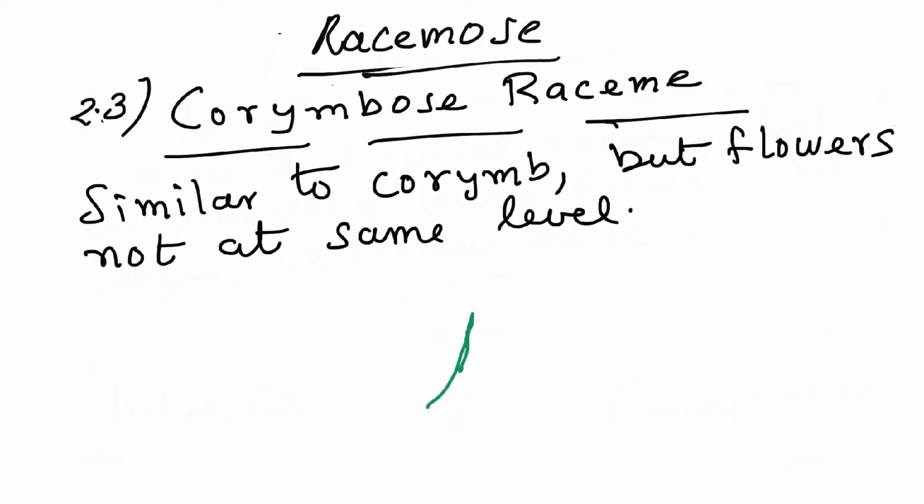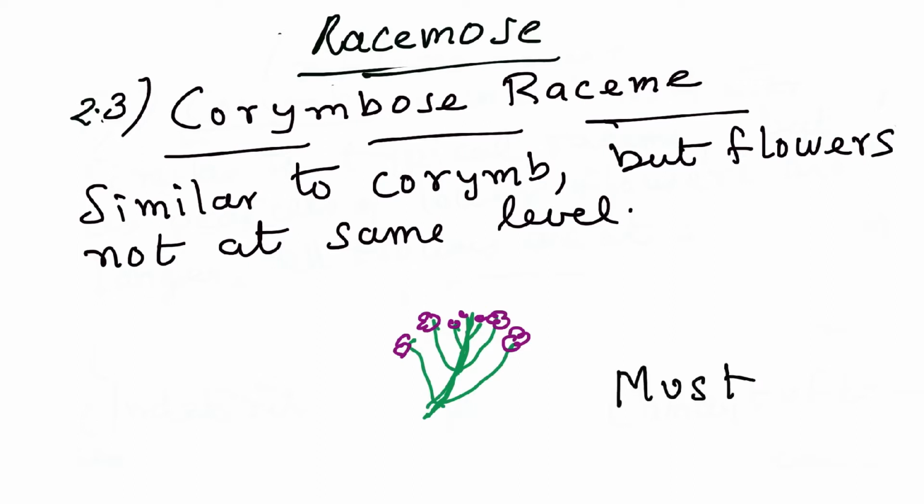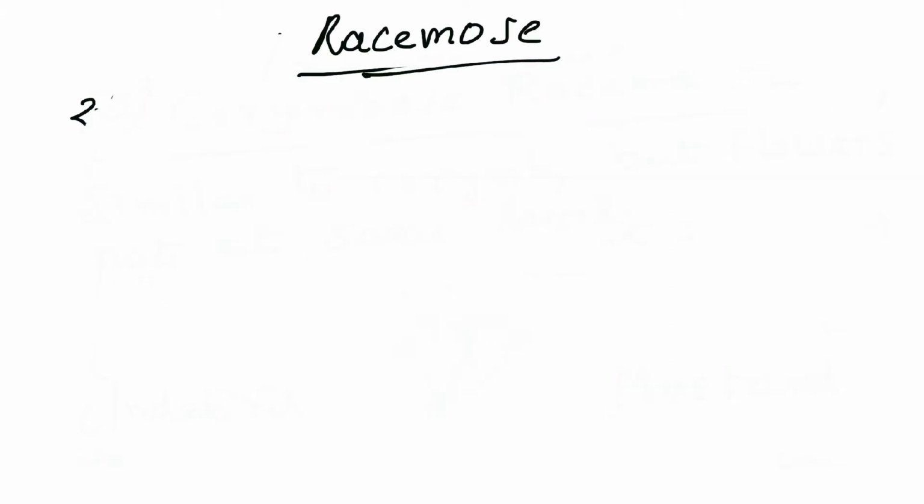If you have a Corymb inflorescence where, instead of the flowers being at the same height, they are developing in such a manner that there's a height difference based on the time at which the development happens, then you can call it a Corymbose Raceme. And a good example is mustard.